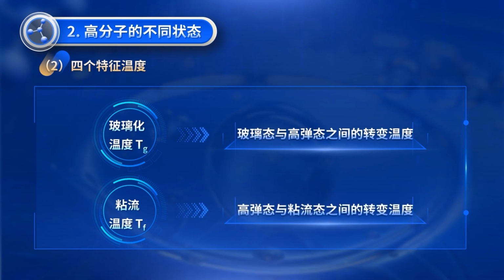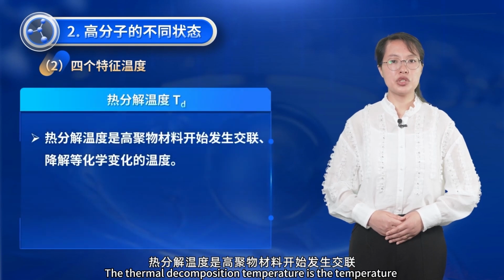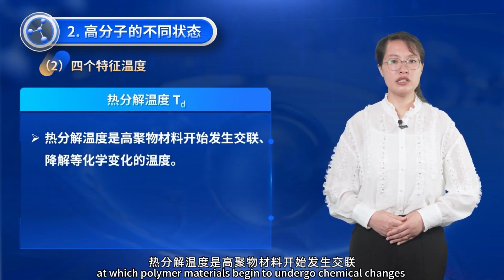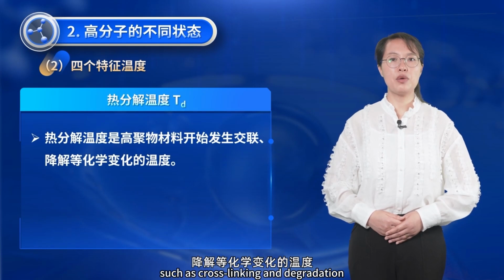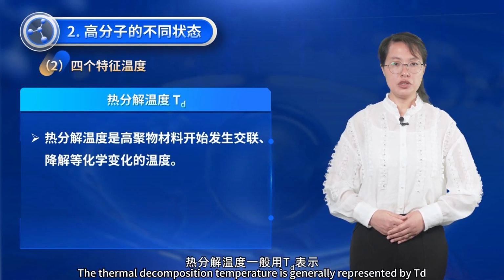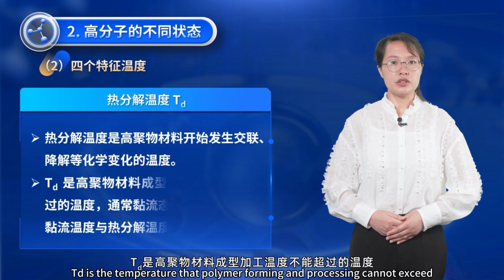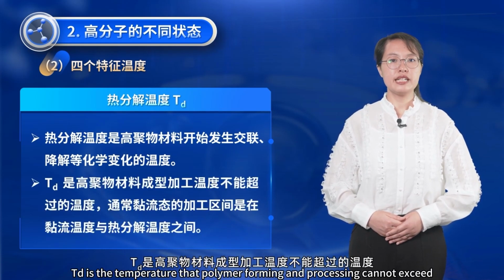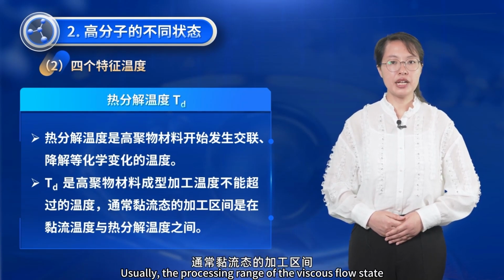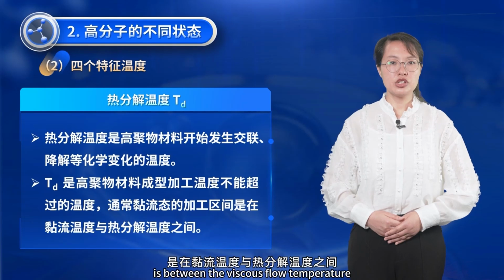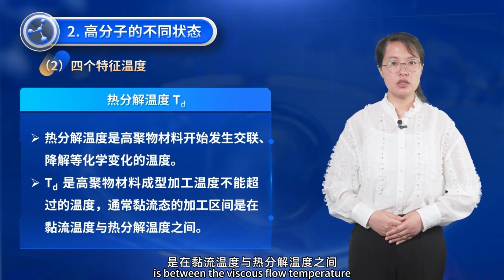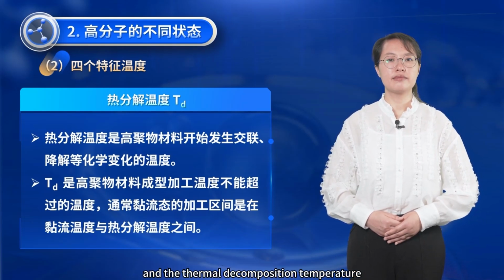flow state. The thermal decomposition temperature is the temperature at which polymer materials begin to undergo chemical changes such as cross-linking and degradation. The thermal decomposition temperature is generally represented by Td. Td is the temperature that polymer forming and processing cannot exceed. Usually, the processing range of the viscous flow state is between the viscous flow temperature and the thermal decomposition temperature.